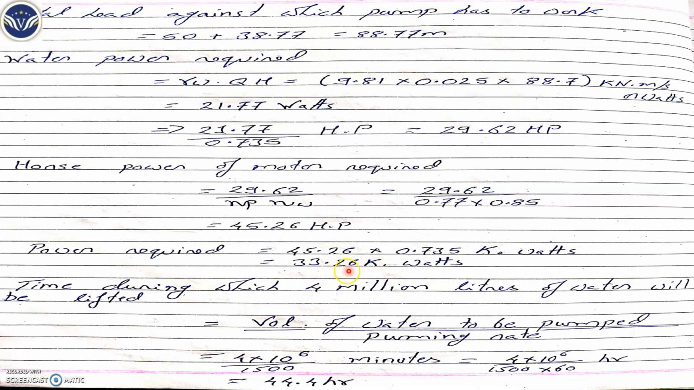Okay, so this total power requirement is on a per hour basis. Now at the end, what we need to do is find out how much water is being pumped per hour. To do that, it is nothing but the volume of water being pumped divided by the rate of pumping. So that is 4 million liters divided by 1500, divided by 60, when you do it, it will be converted in terms of hours. So you'll have 44.4 hours.